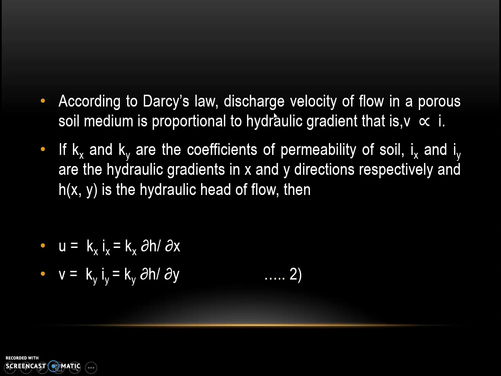According to Darcy's law, discharge velocity of flow in a porous soil medium is proportional to hydraulic gradient, that is v is directly proportional to i. If kx and ky are the coefficients of permeability of soil and ix and iy are the hydraulic gradients in x and y directions respectively, and if h(x,y) is the hydraulic head of flow, then u is equal to kx ix, which is equal to kx into dou h by dou x, and v is equal to ky into iy, which is equal to ky into dou h divided by dou y.